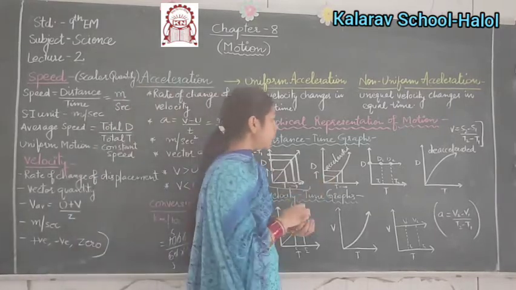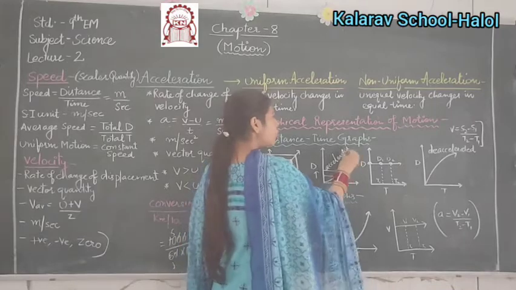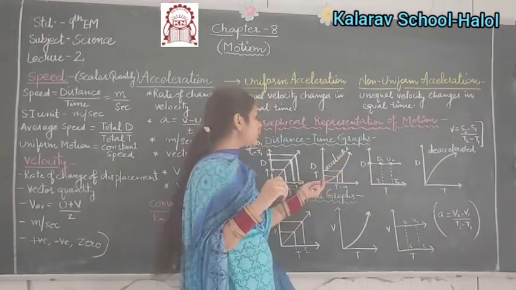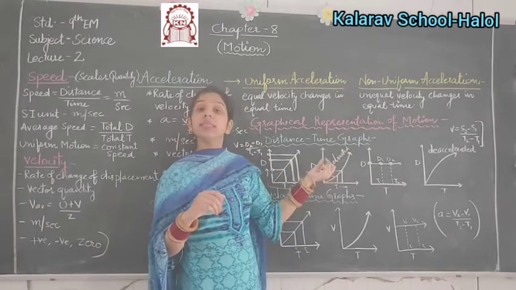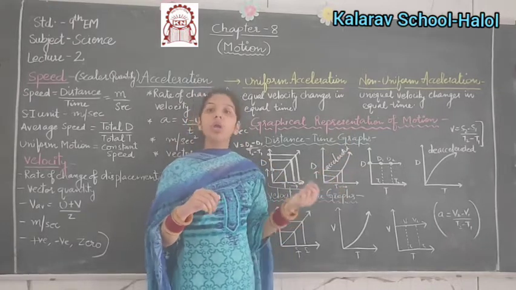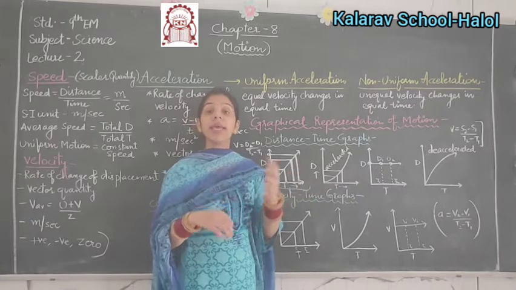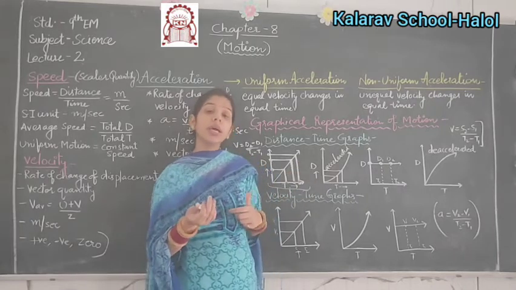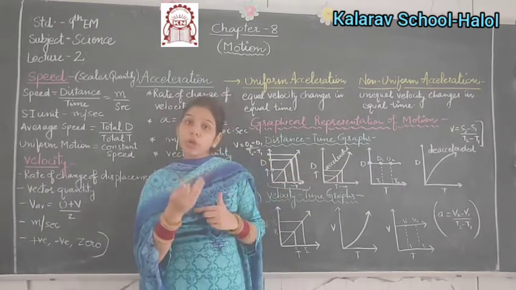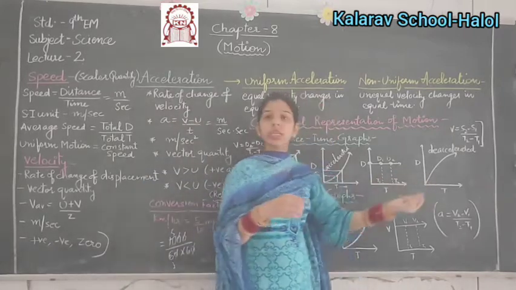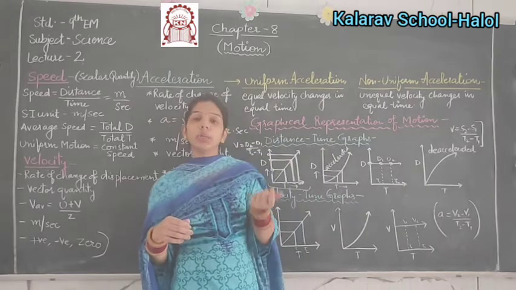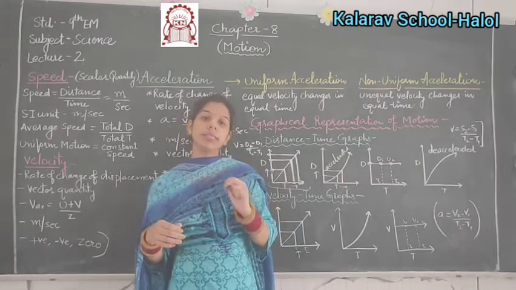On the other side, you can see the graph is not straight, it is curved, but it is moving upward. The slope is upward. So it is the distance time graph for non-uniform motion, but it is accelerated because here the motion of the body increases. For deceleration, the motion of the body decreases.